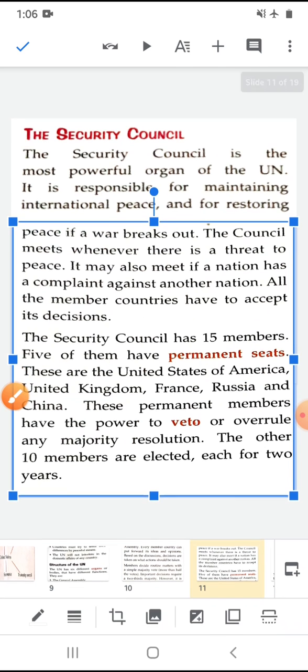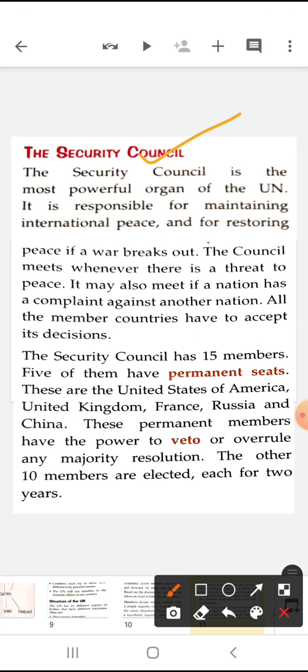Okay, now next is the Security Council. The Security Council is the most powerful organ of the UN. The name itself says security. It is responsible for maintaining international peace and for restoring it. What is the responsibility of Security Council? Maintaining the international peace and restoring the peace if a war breaks out. Okay, if there is a war, Security Council restores the peace between the nations.